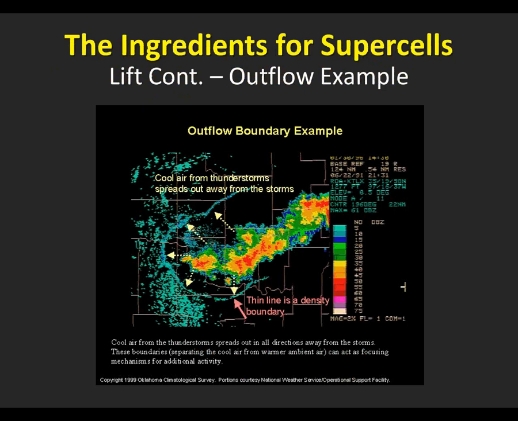Okay, here's an example of an outflow boundary, and you can see the cluster of storms in the middle. This is just showing you the cool air from the thunderstorm spreading outward, and then you can see on radar the actual outflow boundary extending away from these storms. It's actually a density boundary, and oftentimes, especially if the flow is pretty much 180 degrees opposite of that, you can get strong updrafts to develop along the boundary and lift right behind it. So you could see additional storms developing along those boundaries.